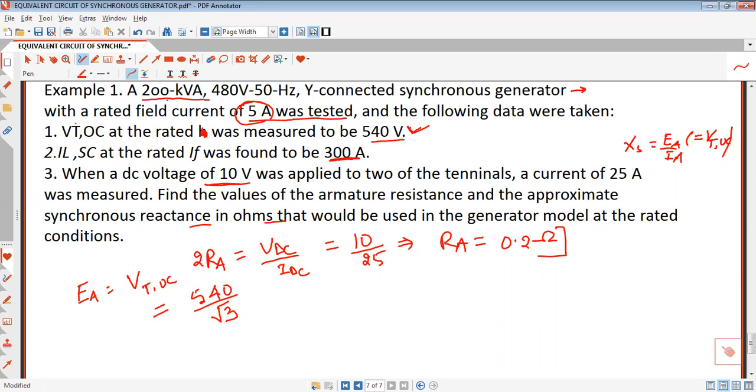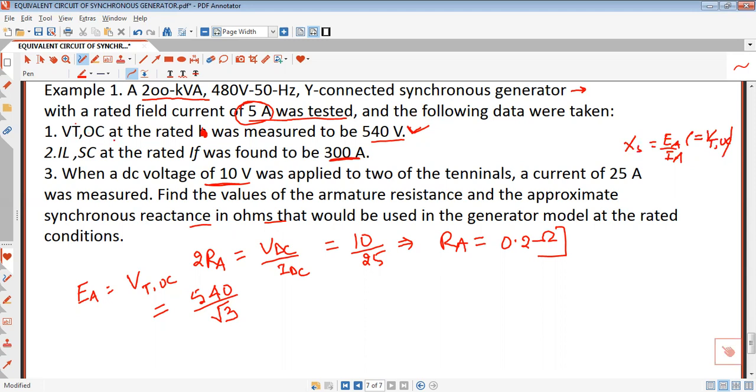Now this is one problem: a 200 kilovolt ampere, 480 volt, 50 hertz, star connected synchronous generator with a rated field current of 5 ampere was tested. 5 ampere is the rated field current that is given on the rotor. Field current is given on the rotor through the DC supply, and the following data were taken.